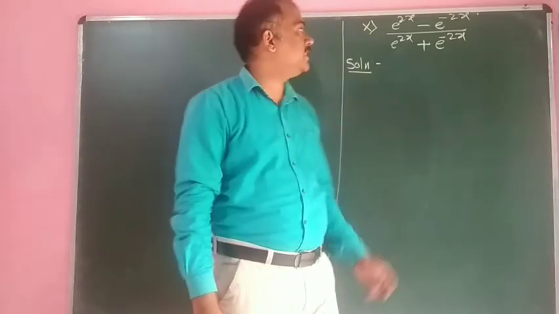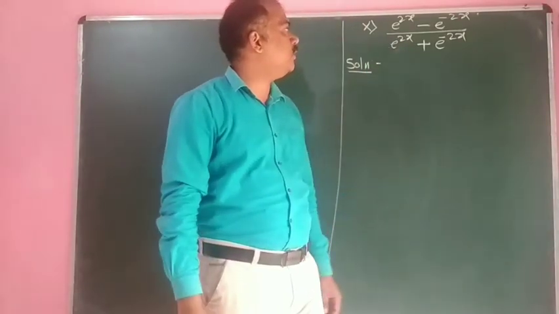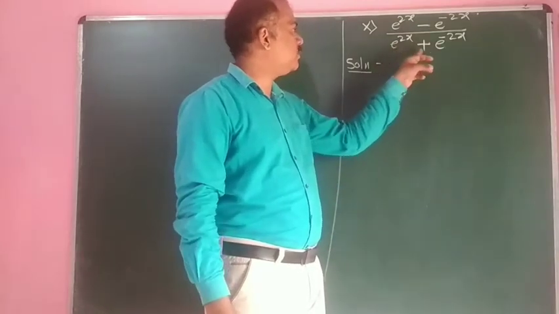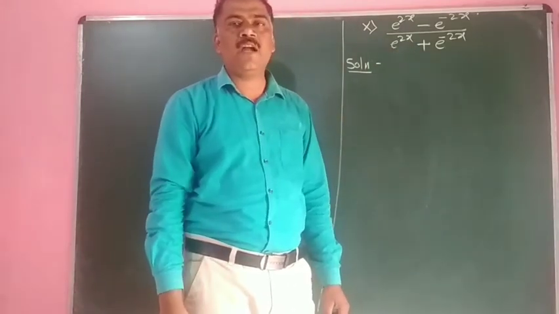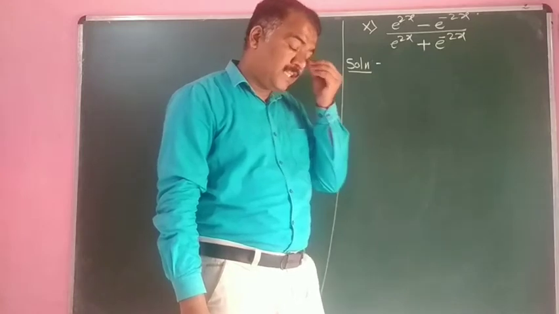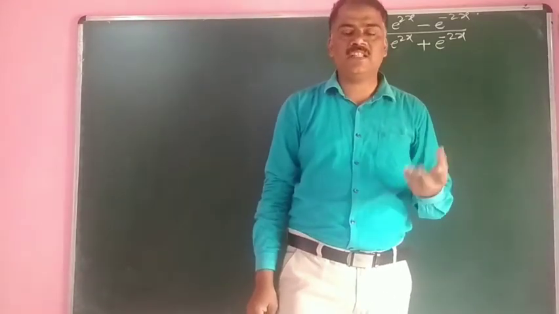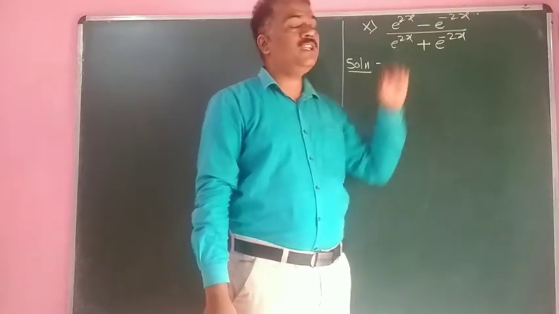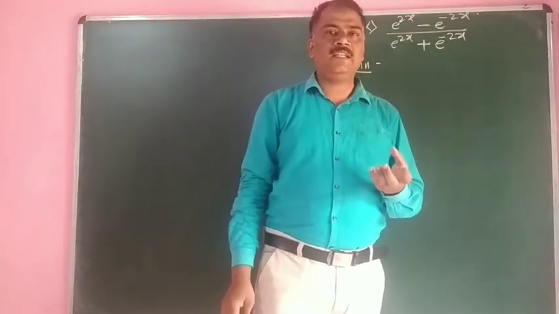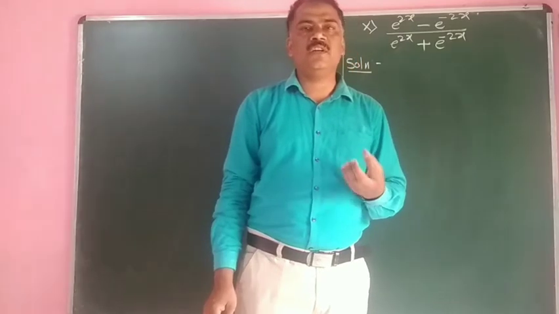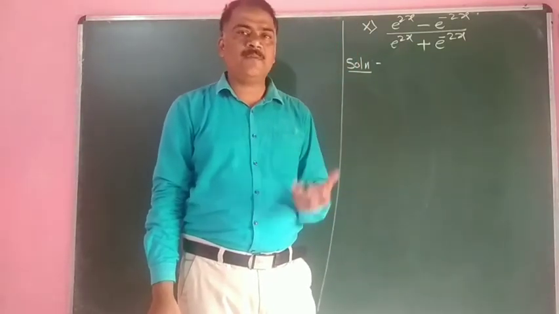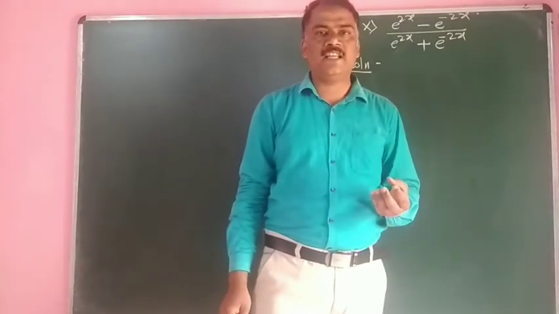We have to discuss example number 10: (e^(2x) − e^(−2x)) divided by (e^(2x) + e^(−2x)). When you have to differentiate this type of function, that is an exponential function, if the power is negative, there is one trick: we have to convert its power to positive by using the laws of indices, simplify it, and then solve the example.